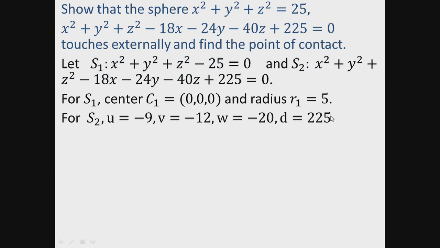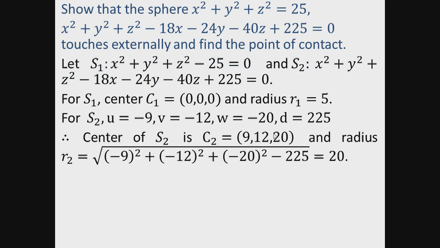Coefficient of x is 2u, so minus 18 divided by 2 is minus 9. Coefficient of y is 2v and coefficient of z is 2w. So accordingly we can get u, v, w, and this constant term is d. Then the center will be minus u, minus v, minus w, that is 9, 12, 20, and radius will be square root of u square plus v square plus w square minus d. So putting all these values, we get it is equal to 20.